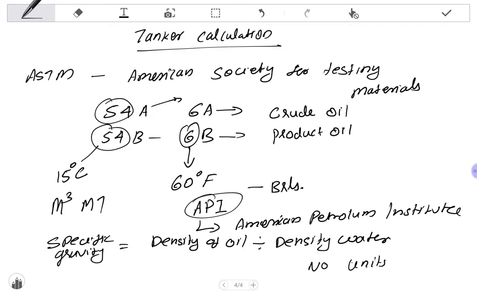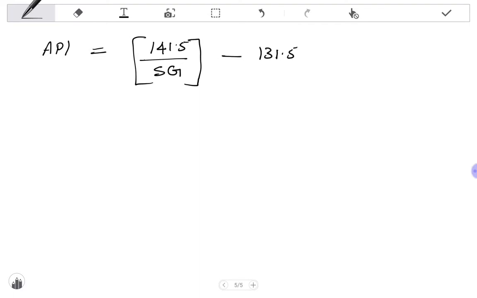Now, to find out API there is a formula: 141.5 divided by specific gravity, not into the whole bracket, minus 131.5. This is the formula for finding the API of a cargo if the specific gravity is given.